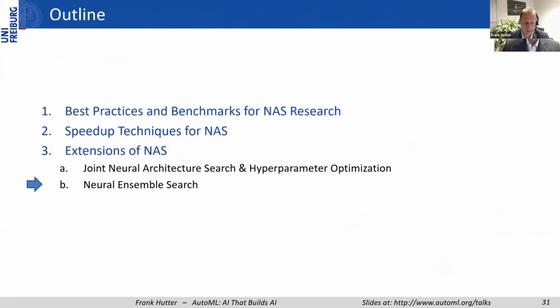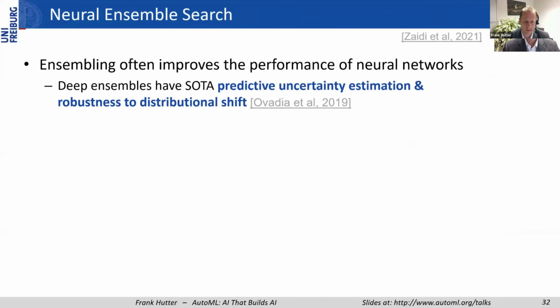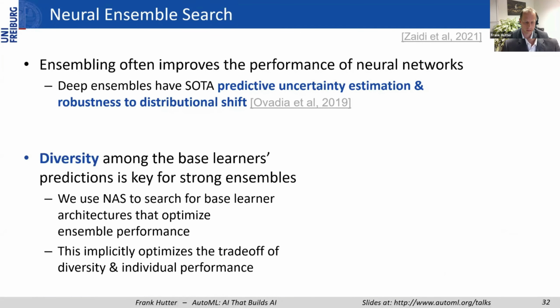And here, the main point is that ensembling often improves the performance of neural networks. This is well known: so-called deep ensembles, where you just build an ensemble of many different restarts of a neural network with different initializations, actually had state-of-the-art predictive uncertainty estimation and robustness to distributional shift in 2019. And this is despite the fact that diversity among base learners' predictions is key for strong ensembles. We know that. And so in order to exploit this diversity, we actually use neural architecture search to search for base learner architectures that, when you combine them, actually optimize ensemble performance.